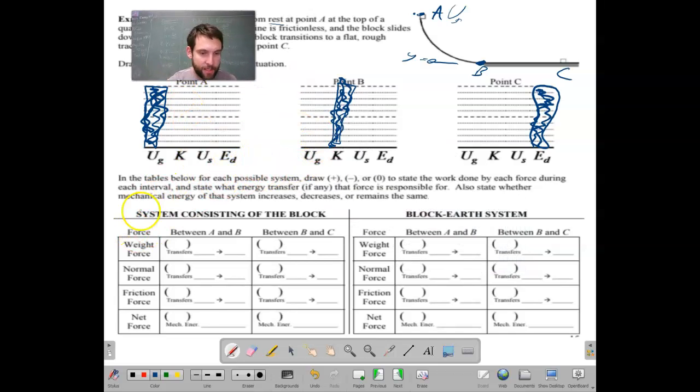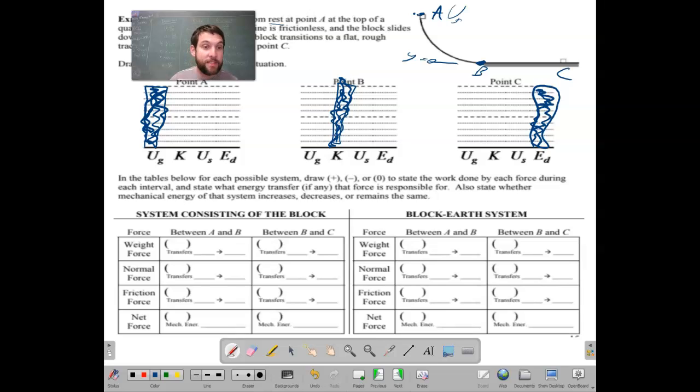So let's go ahead and take a look at the tables below. For each possible system, draw plus or minus or 0 to state the work done by each force during each interval, and state what energy transfer, if any, that force is responsible for. Also state whether mechanical energy of the system increases, decreases, or remains the same. Well, we know it's going to remain the same if there's no work being done.